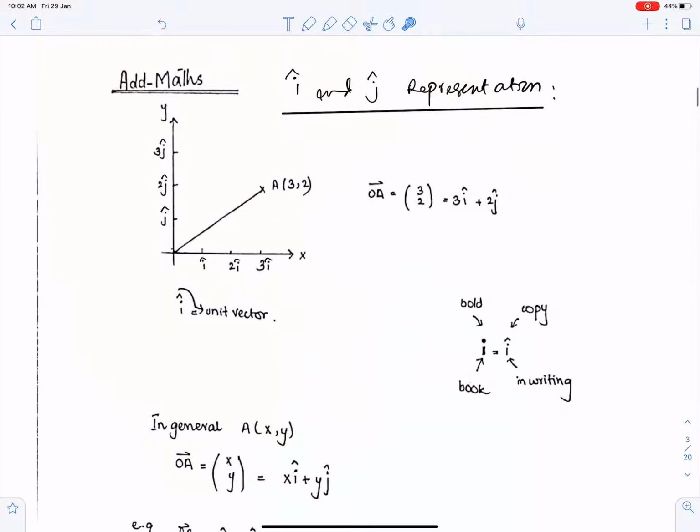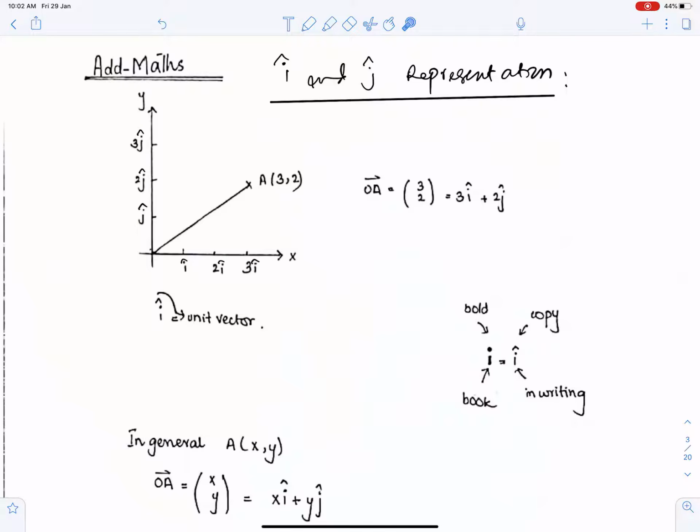In add math, students did I and J representation. So if we have this vector OA 3 and 2 in column vector form, then we can express this column vector in IJ form as 3i plus 2j. I means the x component and j means the y component. So for x component, we write 3i and for y component, we write 2j.